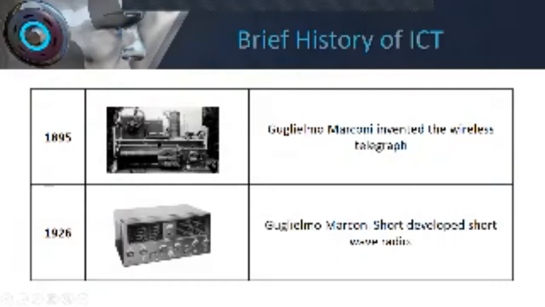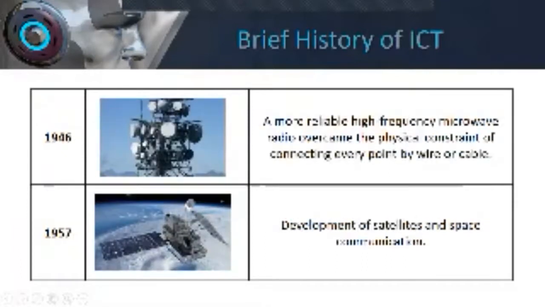In 1926, Marconi developed also the shortwave radio. 1946, a more reliable high-frequency microwave radio overcame the physical constraint of connecting every point by wire or cable. So we have started to do communication wirelessly using this. In 1957, the development of satellites and space communication has started.